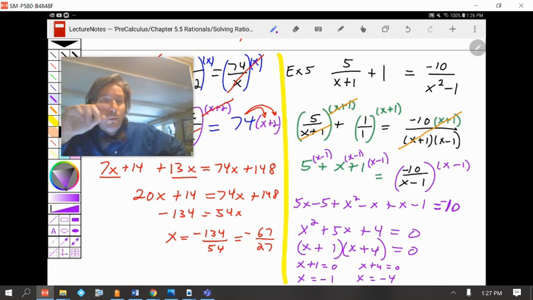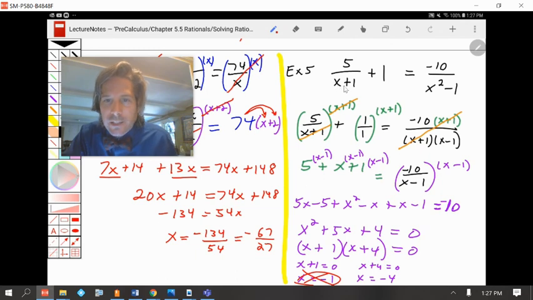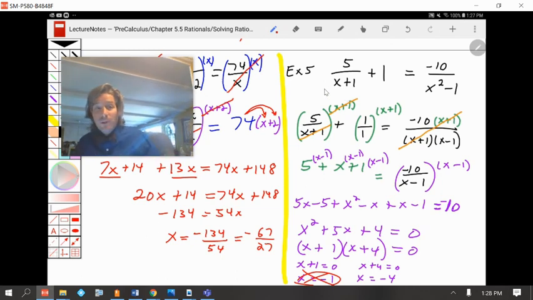It's possible that one of those answers doesn't work. It's possible that both answers don't work. It's possible that they both do work. But you'll notice the issue here is the negative 1. X equals negative 1 doesn't work, because if you go back to the top and plug negative 1 into the denominator, what is negative 1 plus 1? That makes 0. And 5 over 0 can't happen. Negative 4 is okay. The answer is negative 4.